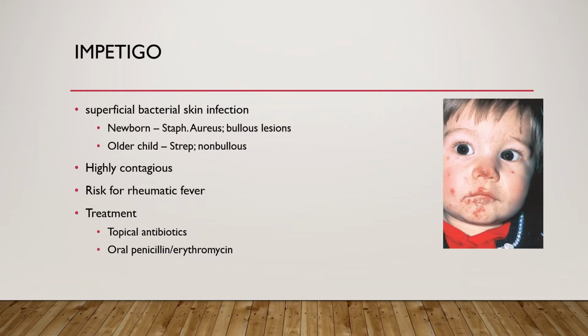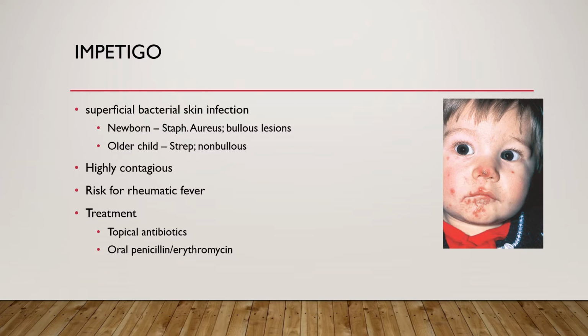Another type of skin infection in children is impetigo, and impetigo is a superficial bacterial skin infection. It has two forms. It can be seen in newborns, and usually those lesions are a bullous type of lesion. They have fluid-filled lesions on the skin, and it's caused by Staph aureus.